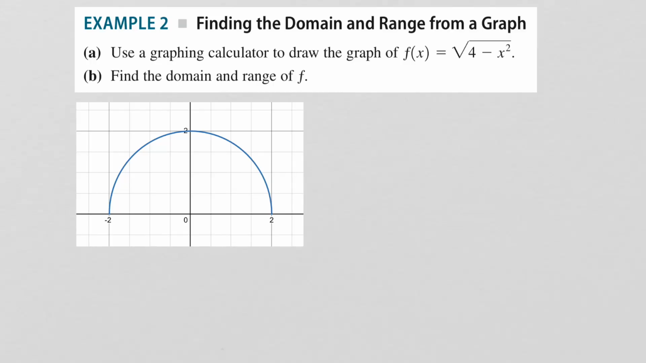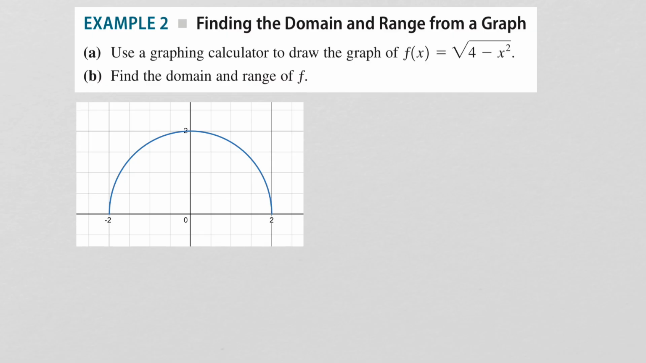For example here, use a graphing calculator to draw a graph of f of x equals the square root of 4 minus x squared. Now I went ahead and did that, and what you see is that you get a semicircle. You get the top half of a circle of radius 2. And now it says to find the domain and the range of this graph.